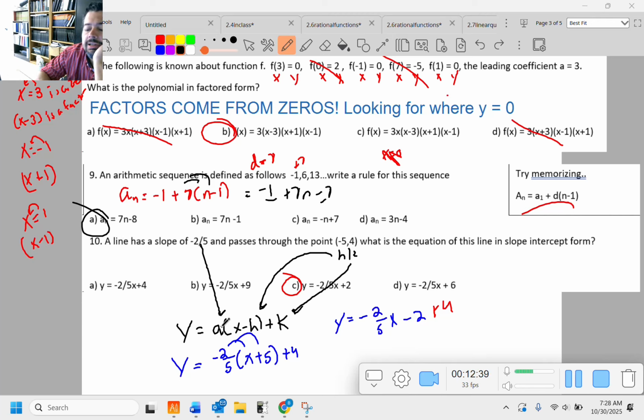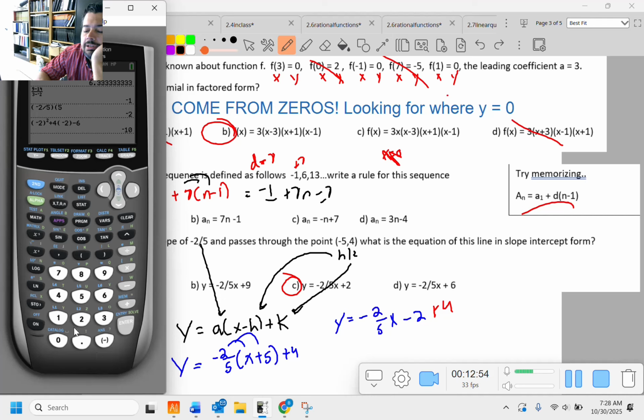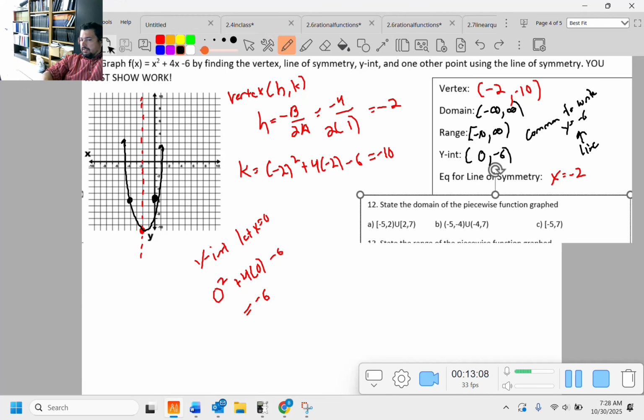Number 10, I plugged into the form I've been trying to teach y'all, which is y equals a times x minus h plus k. I let a be the slope. The point gives me an h and a k value. I did the distributive property. I even showed how to do it in a calculator, because, you know, you got negative 2/5. There it is. I literally, because kids don't want to push buttons. They got negative 2. So lastly, negative 2 and 4 makes positive 2. That really stinks that I forgot to hit that.